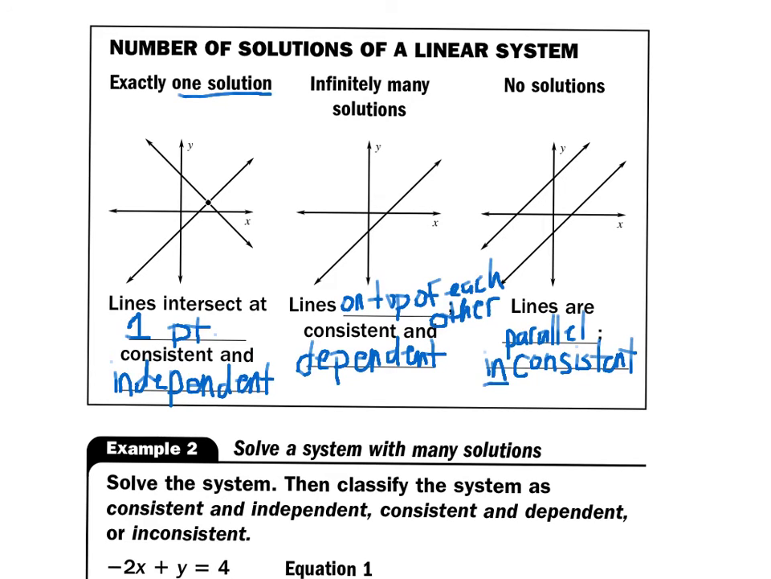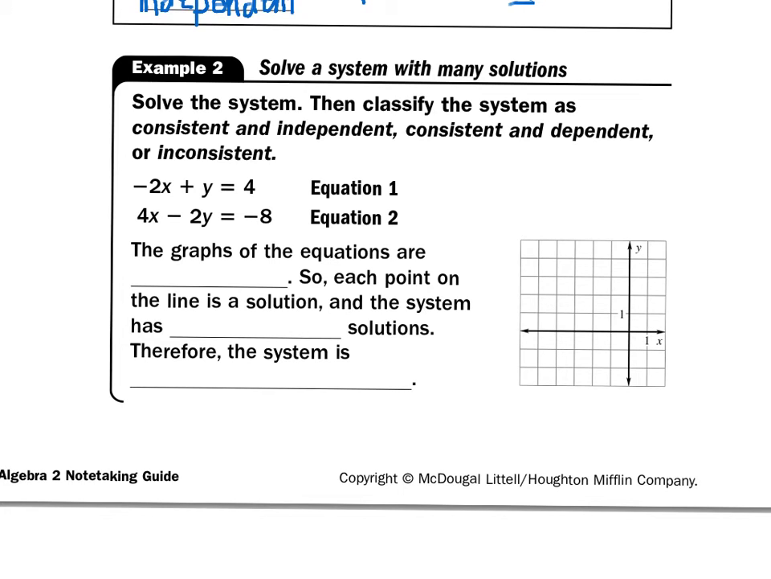So, example 2, solve a system with many solutions. We have equation 1 and equation 2. If I was just looking at this, what would I probably tell you to do to equation 2? I bet all those could be divided by 2. So, let's go ahead and divide them by 2. 2x minus y equals negative 4. Okay, if I flip all the signs on here, do you notice that this is just equation 1 over again? So that would mean that these are both the same line.